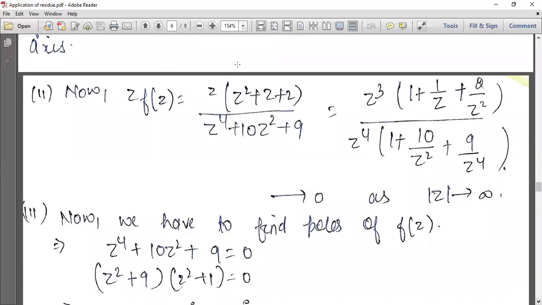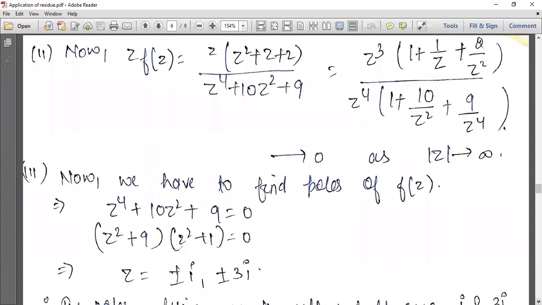Now I will check z f(z). f(z) is z square plus z plus 2 divided by z^4 plus 10 z square plus 9. If you take z square common from the numerator, I will be left with 1 plus 1 by z plus 2 by z square. And from the denominator you can take z^4 common. So now this will go to 0 as modulus z goes to infinity. If z approaches infinity, the terms 1 by z and 2 by z square will be 0, and the denominator terms will be 0, and what remains is z cube upon z^4, which is 1 by z. So if z approaches infinity, this term will also be 0.